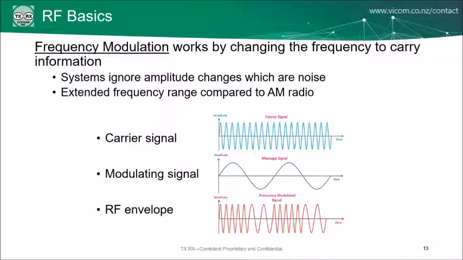The other one that everyone's familiar with is frequency modulation, or FM. This works by changing the frequency to carry the information. We ignore amplitude changes, and we have a better frequency range compared to AM. Now here, you can see that rather than changing the height of the peaks, we're changing the spacing of the peaks. Same idea, carrier signal, message signal, and the compound signal.